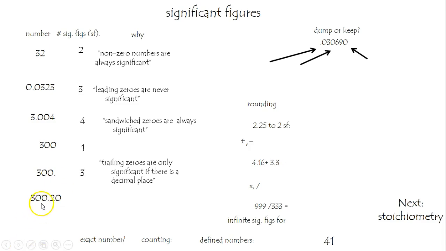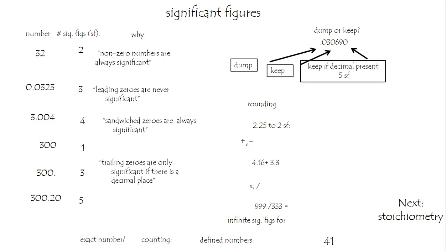Let's do an analysis of a deeper one. Central ones always keep. Ones to the right keep if there's a decimal place. I like all of them. 5 significant figures. Mastery level problem. How many significant figures? I see left, center, and right. Left, always dump. Center, always keep. Right, keep if there's a decimal place, and there is. This number has 5 significant figures.